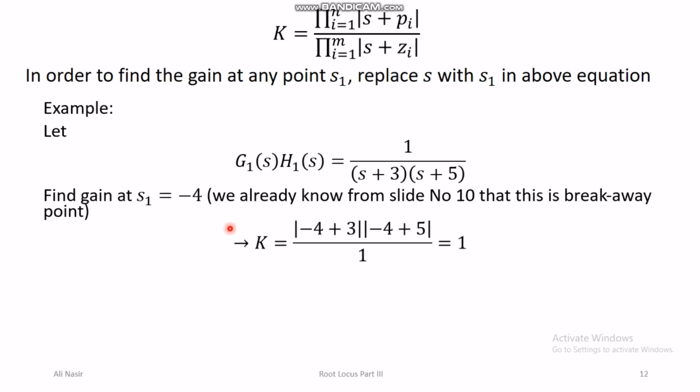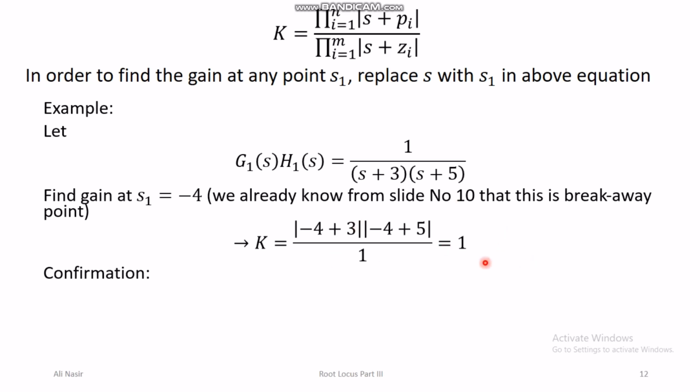So how do we find out the gain? We just plug into this formula. Absolute value of s, where instead of s we put -4, and the first pole pi is +3, so we put +3 here, and the second one is +5, so we plug in +5, and instead of s we put -4. Since there are no zeros, the denominator stays 1, and when we calculate this, it turns out to be 1. So this means that when the gain is equal to 1, both of the poles will be at the -4 location. We can also cross verify this result.